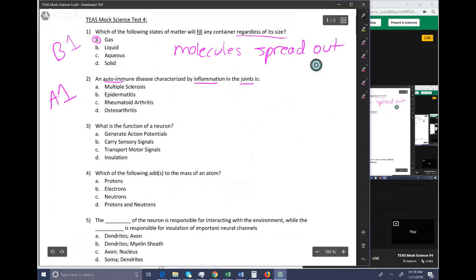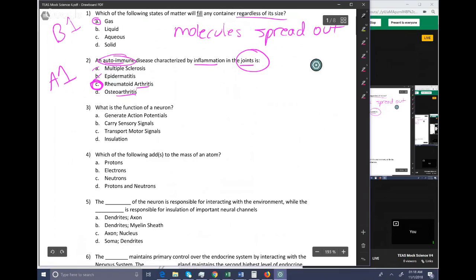So we need it to be autoimmune, we need inflammation to be the issue, and we need it in the joints. For me, I can cross A and B out right away because of joints. So if it's joints, I know it's arthritis. The autoimmune part of it is what tells me that it's rheumatoid, so it's going to be C as opposed to D.